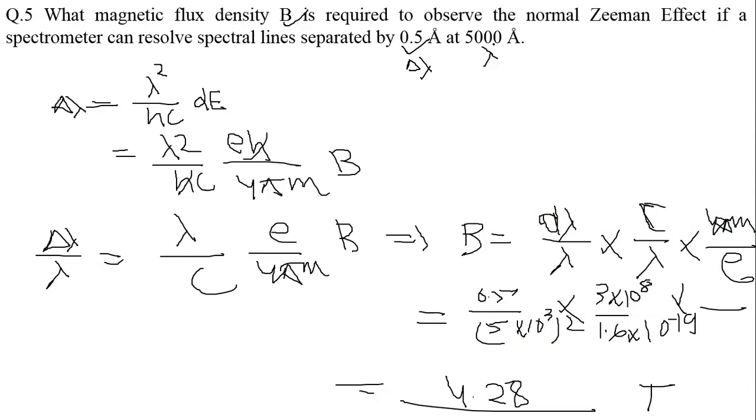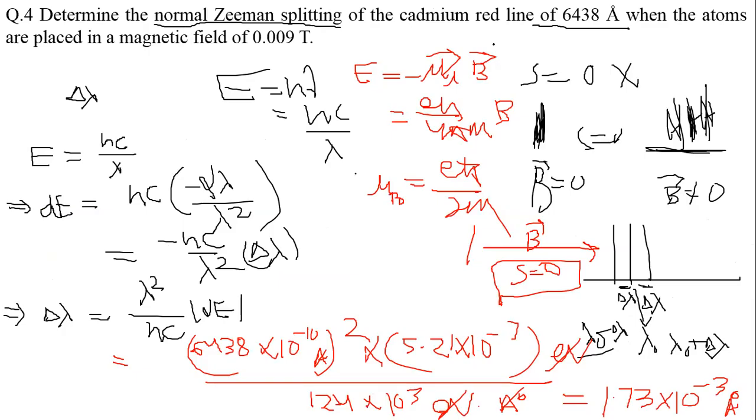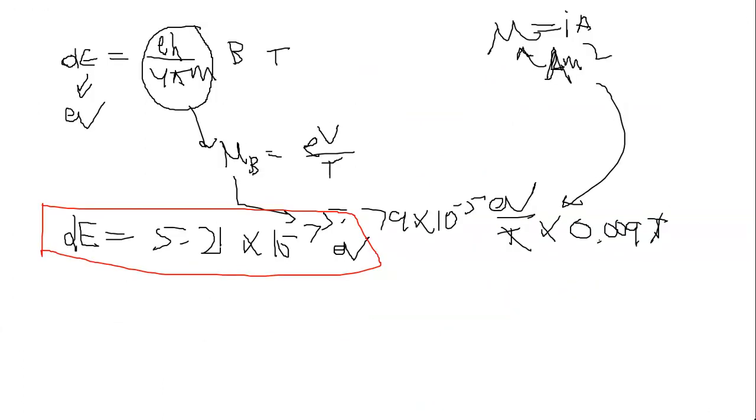Because the two questions were similar. In one question the magnetic field was given and we were calculating the separation of the spectral lines. In the other question the separation is given and we want to calculate the value of the magnetic field needed to produce that separation. But between the two questions, what we can see is that the magnetic field was small, so the separation was small.